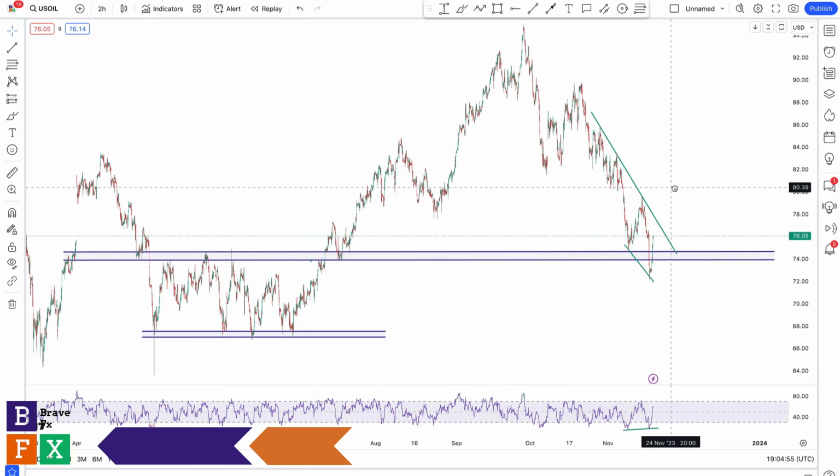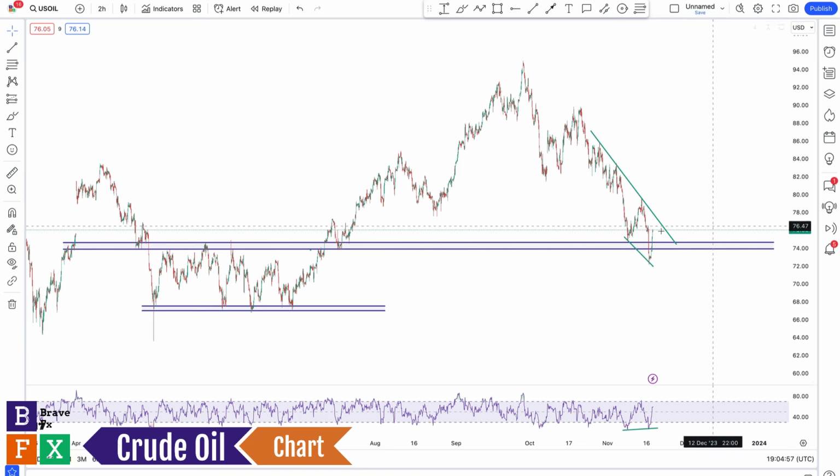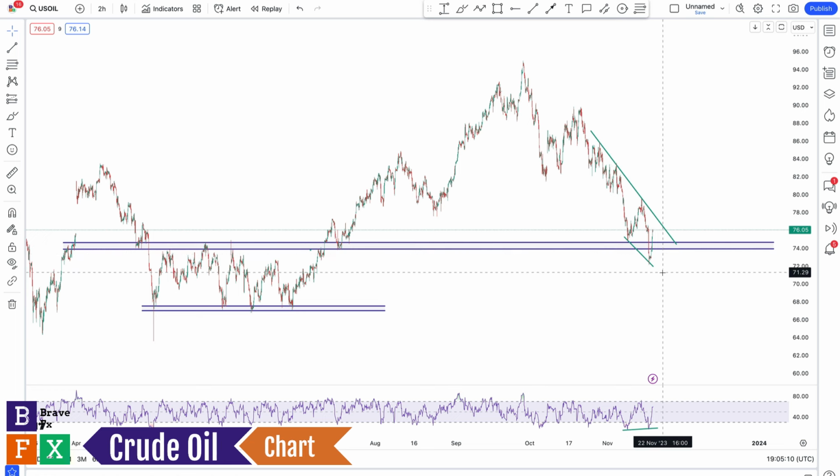So crude oil, nothing much to see here other than the fact that we just grabbed liquidity from underneath this area of value. This acted as a major support before, resistance, support, and now we're grabbing liquidity from underneath these price levels. But that's not what we're going to be basing our trade on.